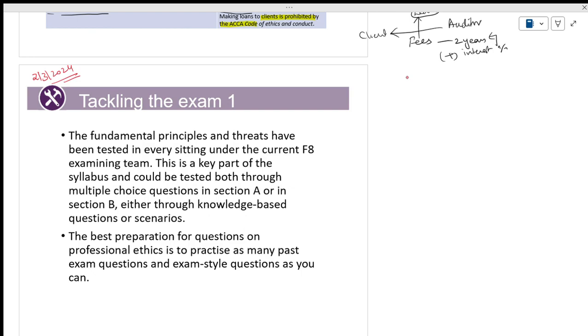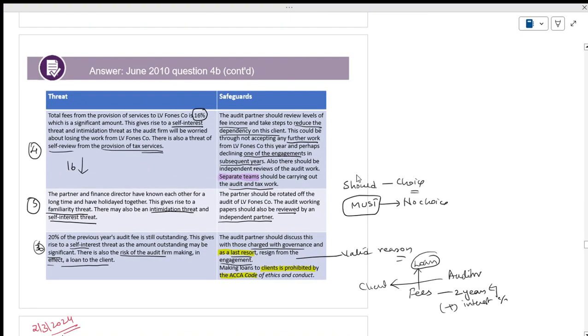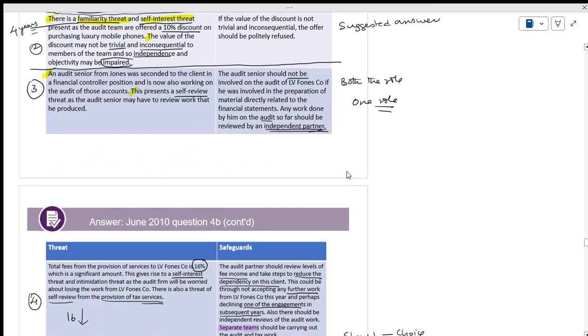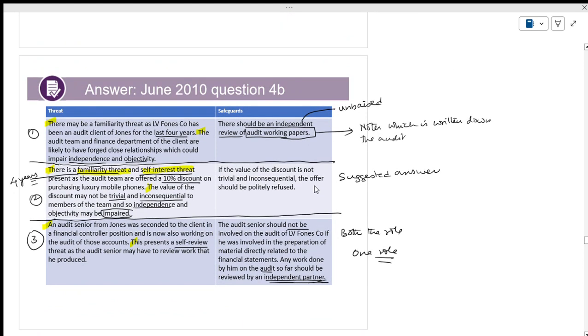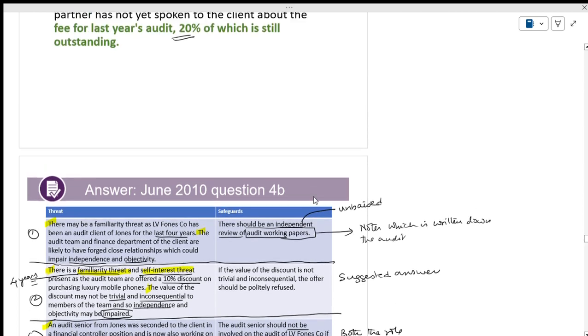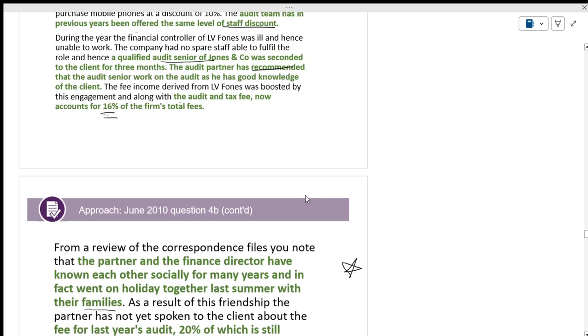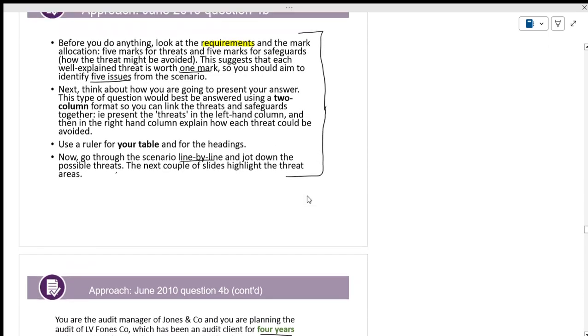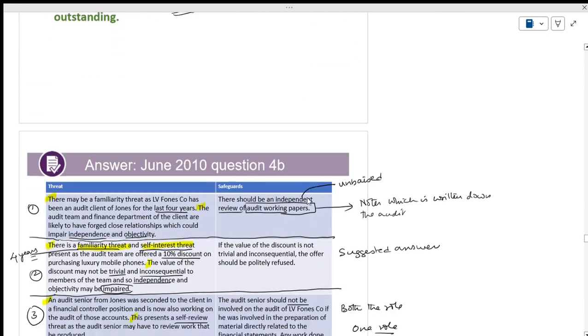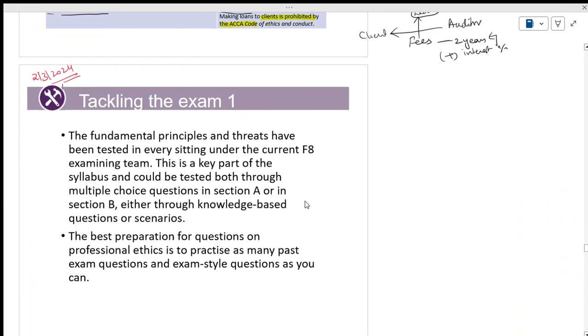Fine. Let's see where we have stopped, a quick review of what we have done. Very quickly, we are talking about ethics: the different factors we have to consider and how we have to approach the question paper as such. Continuing from the previous session, the fundamental threats are tested in every sitting. This will be there in every examination. This is the key part of the syllabus.